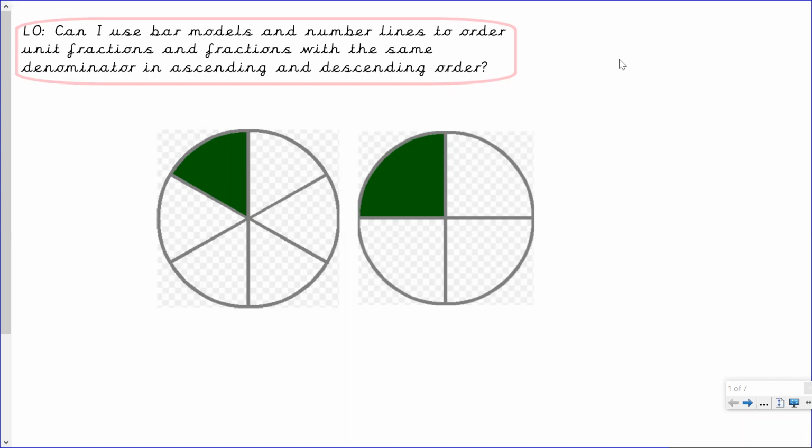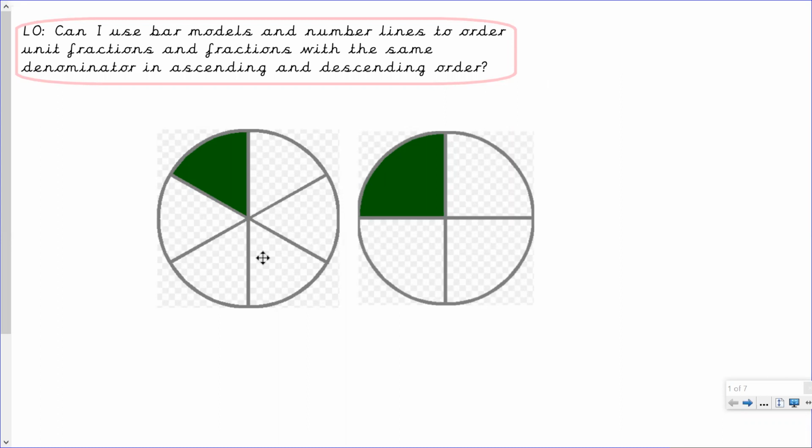Today our learning objective is, can I use bar models and number lines to order unit fractions and fractions with the same denominator in ascending and descending order? Okay, first let's look at what we already know about fractions.